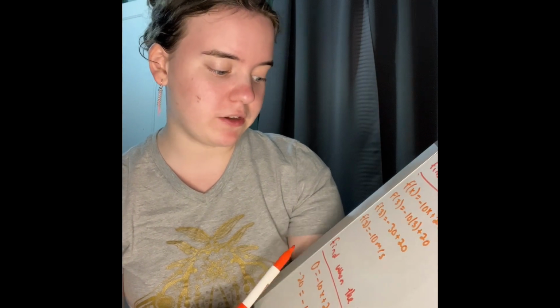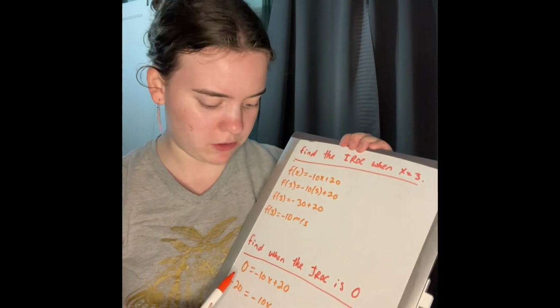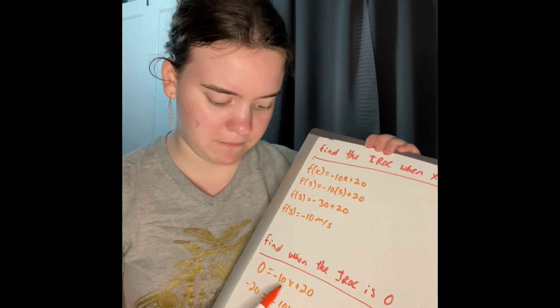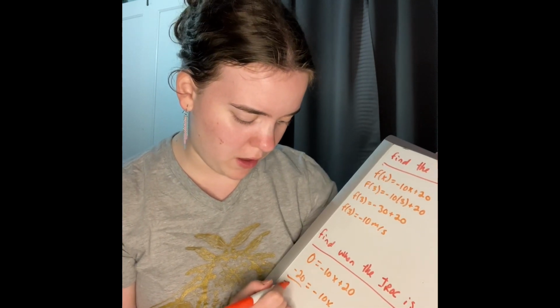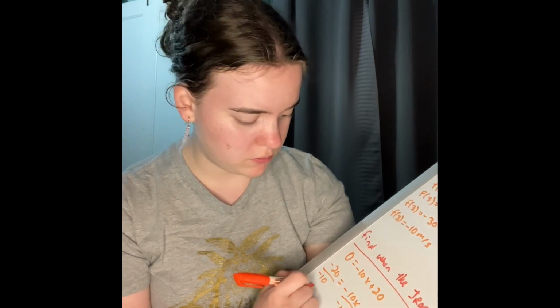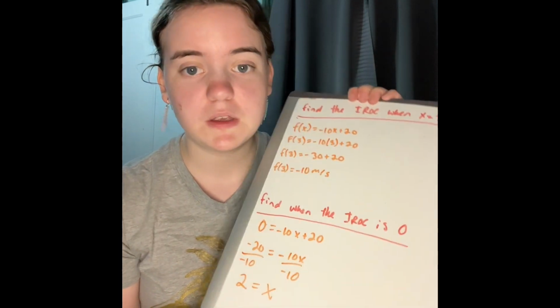And then here it asks find when the IROC is at 0. So this time we do the opposite. We put 0 in for our whole f prime of x thing. And then we've got to move everything to one side. So 2 equals x. So that's when the IROC is at 0, at 2.